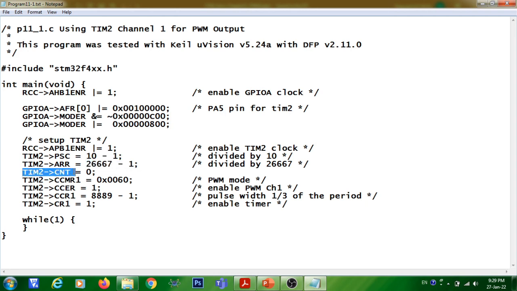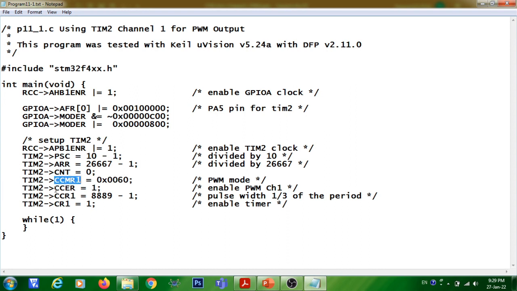Then you are initializing the counter value with 0, initializing the counter. Then in CCMR1 you are writing 60. That means you are configuring the output compare in PWM mode. Then the other two configurations also you are doing. For more details regarding the CCMR1 configuration, you can go through the explanation in the PPT.